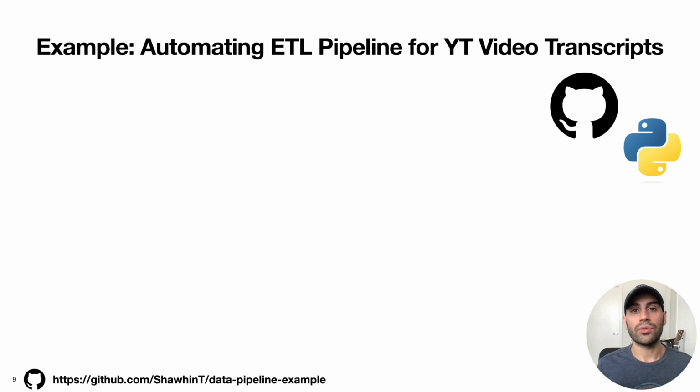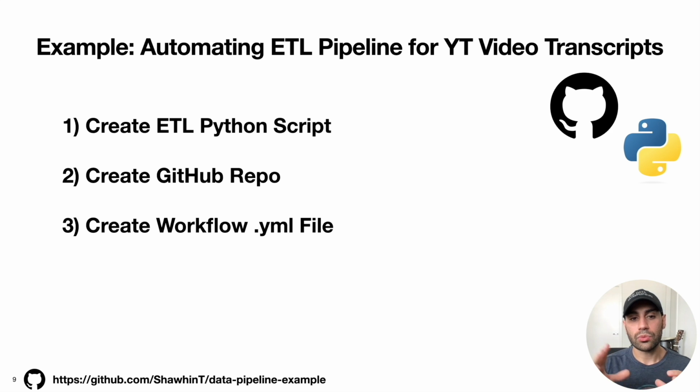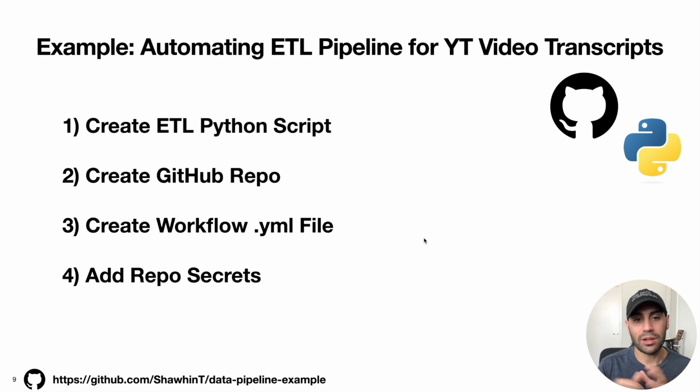With that high-level overview, let's walk through a concrete example of automating an ETL pipeline to turn YouTube video transcripts into text embeddings. If you're unfamiliar with text embeddings, I have a whole video where I talk about that, but understanding what they are is not necessary for this example here. The steps we're going to walk through are: 1, we're going to create our ETL Python script. 2, we're going to create a new GitHub repo. 3, we're going to write our workflow via the .yaml file. 4, we're going to add Repo Secrets to our GitHub repo.